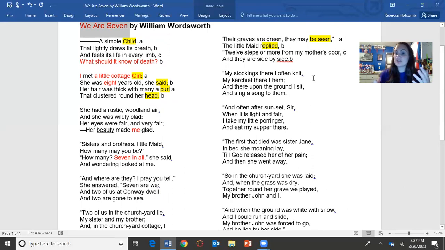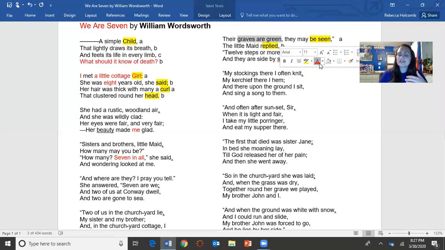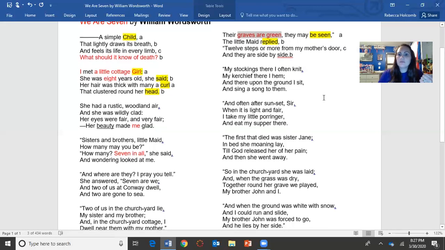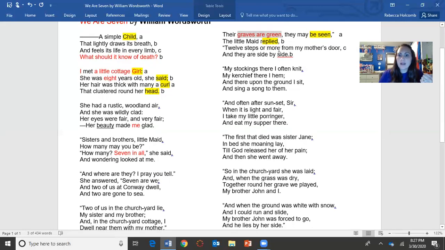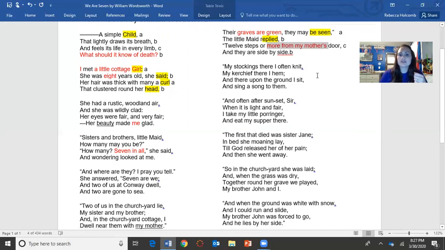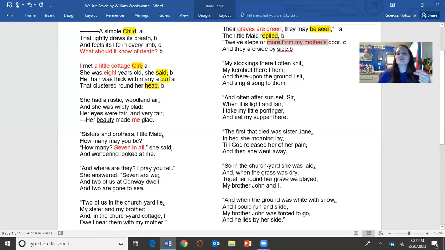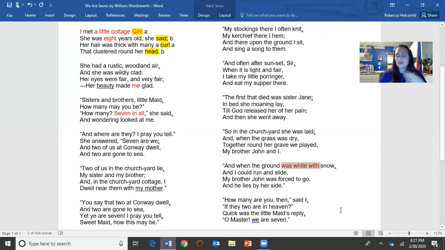alliteration. Did you hear the alliteration when I read it? So graves are green. That's alliteration. You have more, my mother's door. So my mother's door. Lots of alliteration here. So she's describing to us the green grave, and then down here again, the ground was white with snow, which is again describing what it looks like at the other grave, right? When the ground was white with snow, her other brother died.